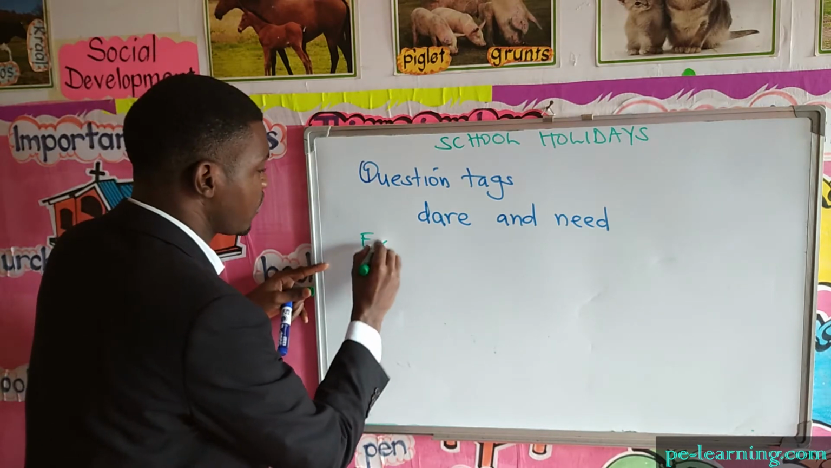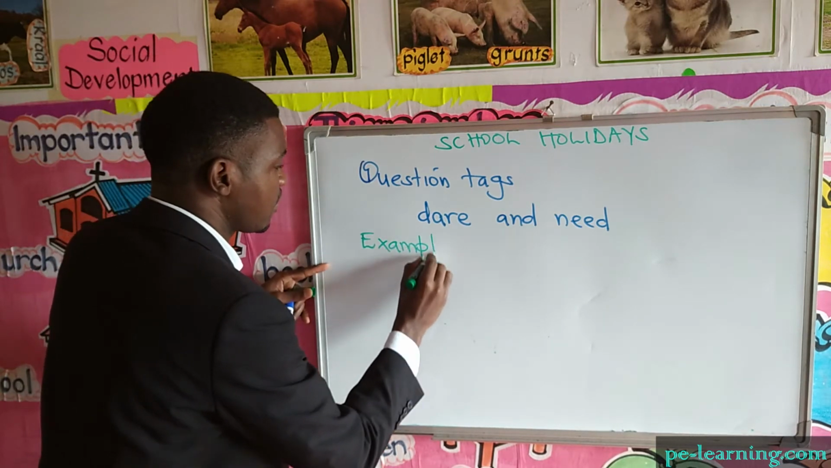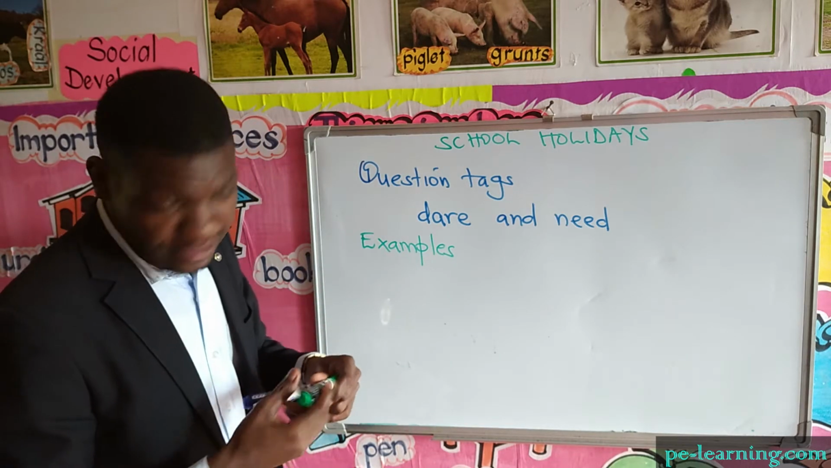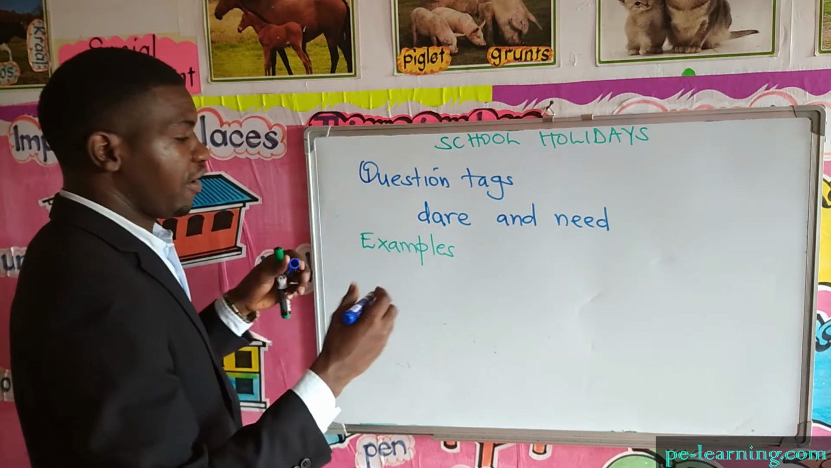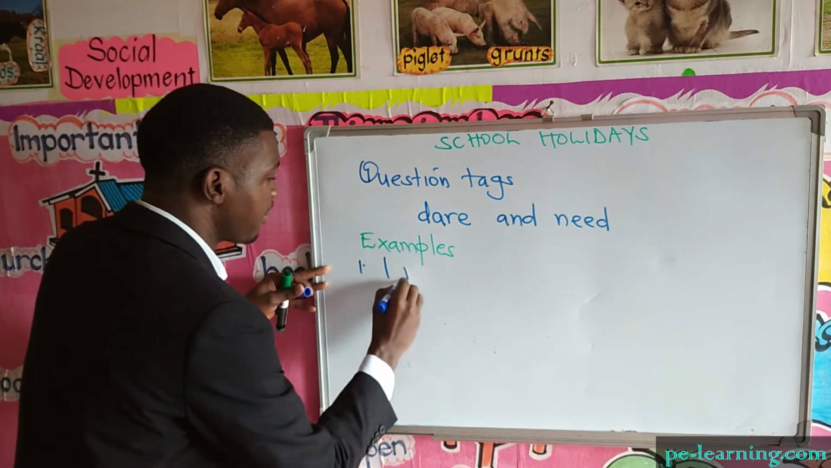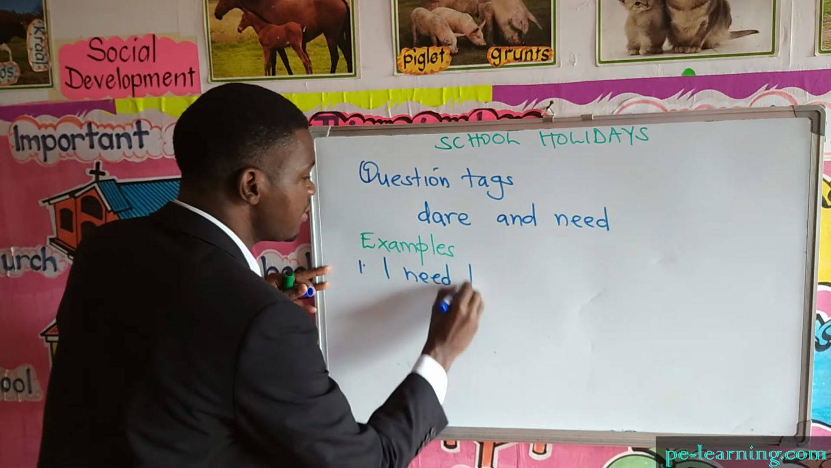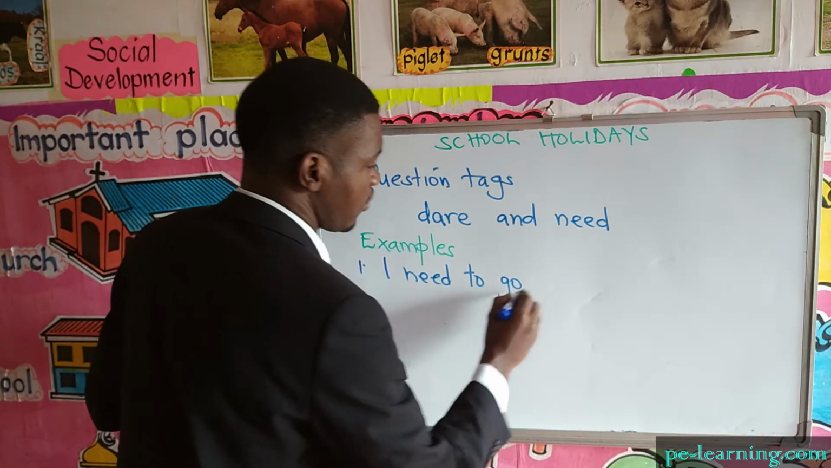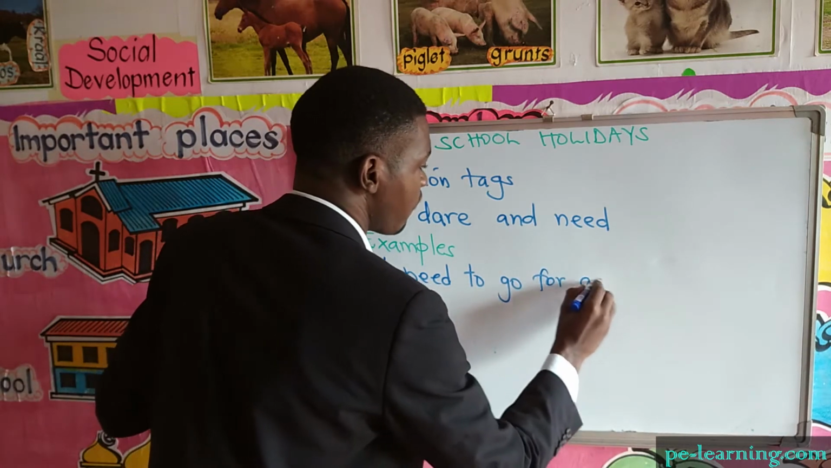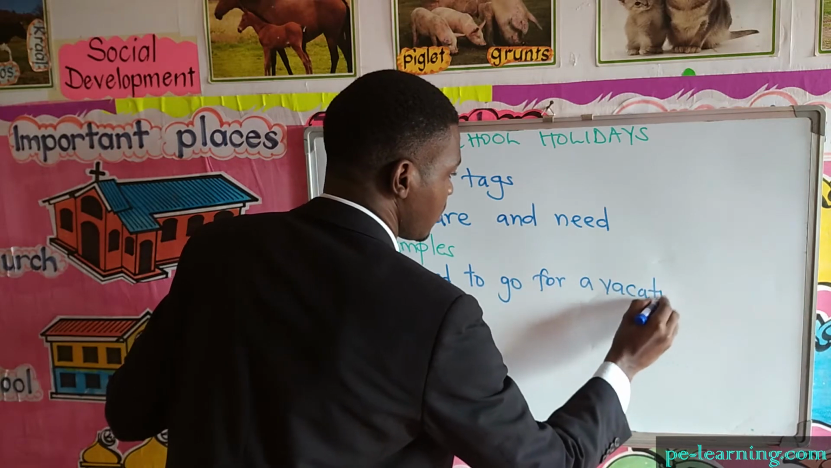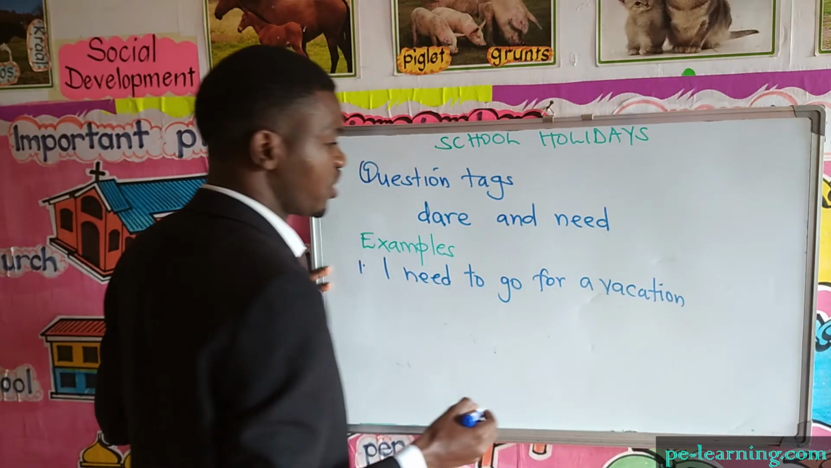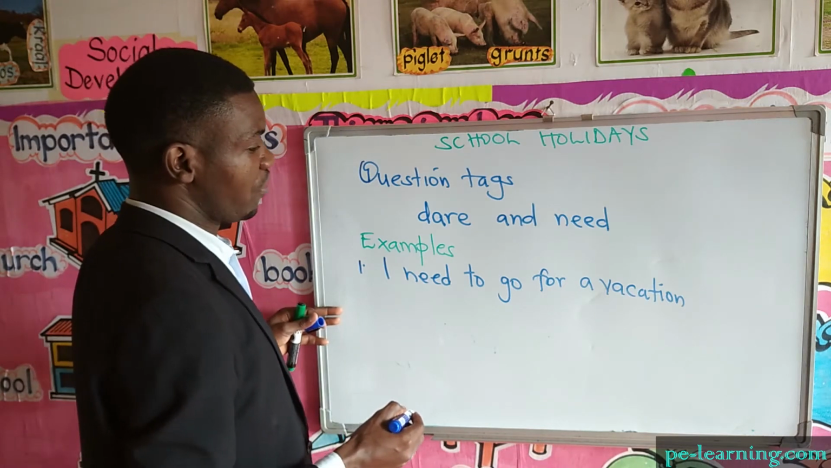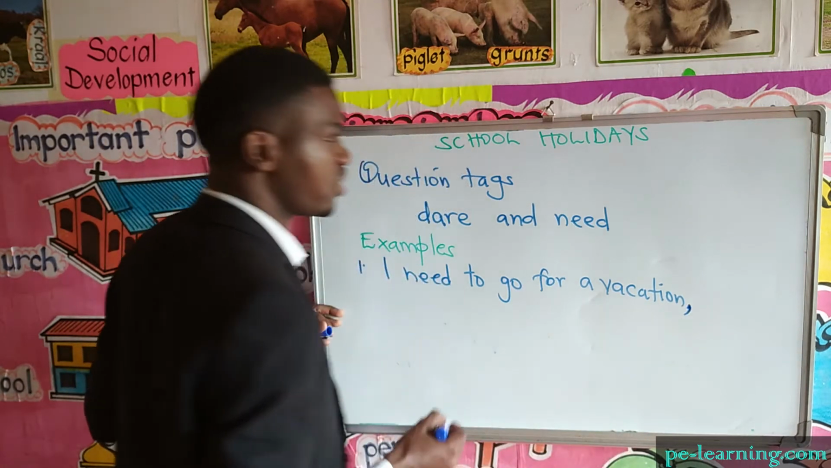Okay, so these are the examples. We may have an example which is saying, 1, I need to go for a vacation. Possibly that's your teacher of English trying to suggest. I need to go for vacation. We are going to apply a question tag.